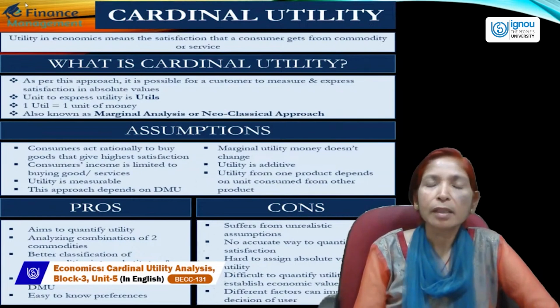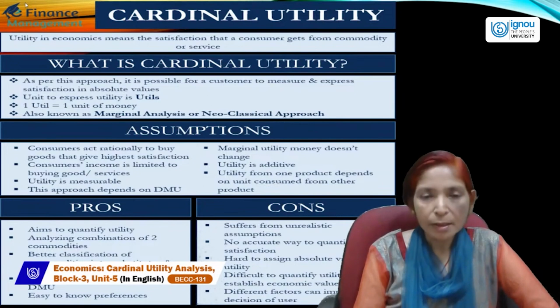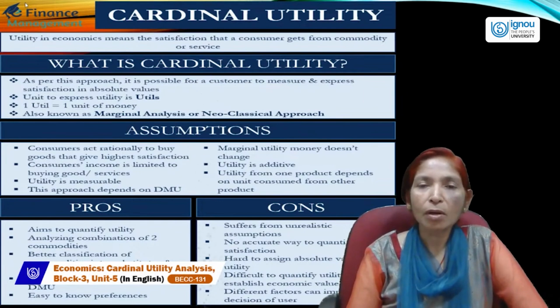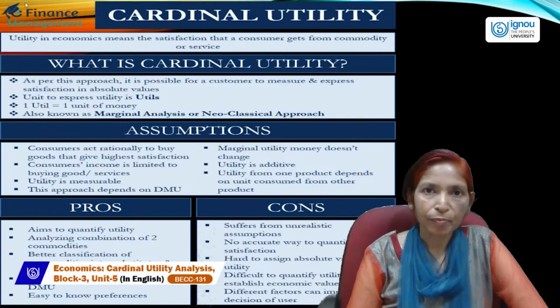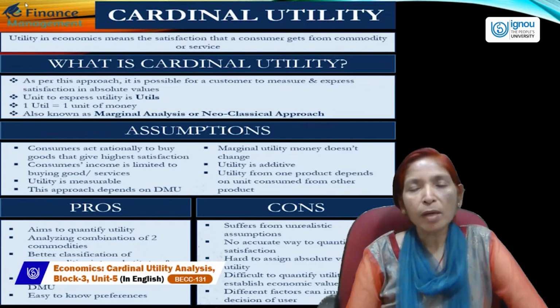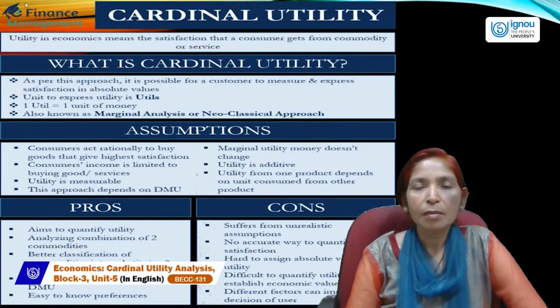Third, utility is measurable. It means Marshall assumed that utility is a measurable concept and utility can be measured in terms of money. And this approach depends on diminishing marginal utility. Diminishing marginal utility means DMU. D stands for diminishing, M means marginal, U means utility. This law of diminishing marginal utility states that as you consume more and more units of a single commodity continuously, the satisfaction which you derive from the consumption of that commodity starts falling. That is called diminishing marginal utility.